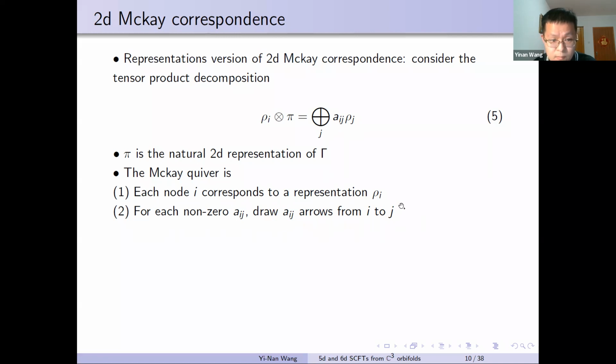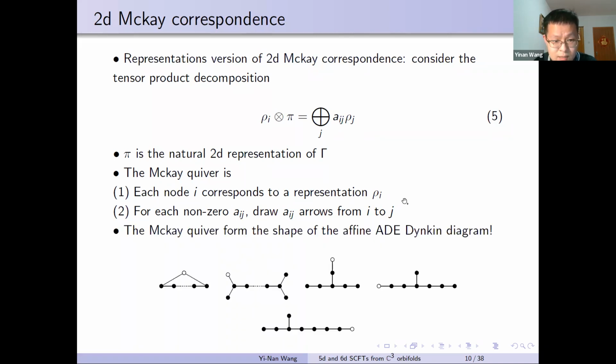After you do that for every finite subgroup of SU2, the McKay quivers you construct have exactly the shape of a finite ADE Dynkin diagram, depending on which type of ADE subgroup it is. Another pretty nice fact is that the affine node, labeled by the white node, always corresponds to the trivial representation of this finite subgroup.